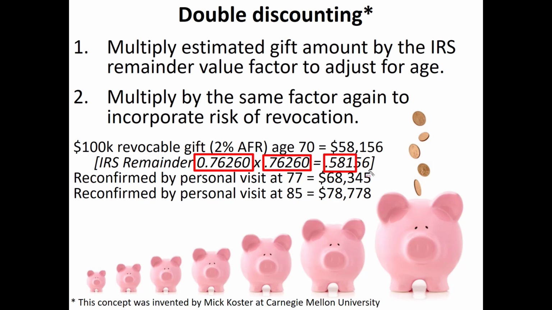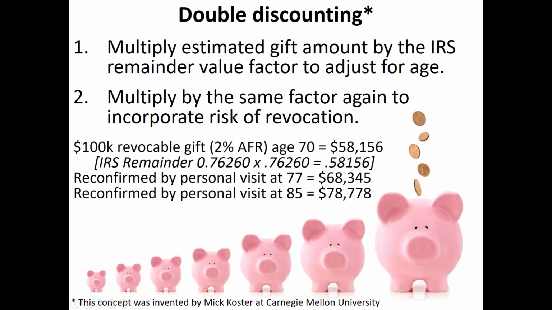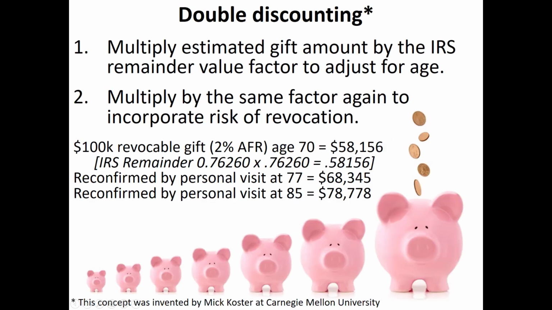So your credit is this percentage. If you did the same thing for somebody age 77, your credit's going to be this. If you did it for somebody age 85, your credit's going to be this. So regardless of which counting technique you use, if you want, you could just count it as if it was an irrevocable gift, right? That's the red line. We know that is the upper bound for the value of a revocable gift. The value of an irrevocable gift at the end of life is an upper bound for the value of a revocable gift at the end of life.